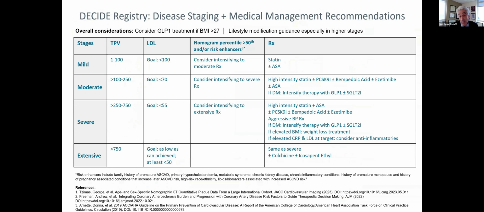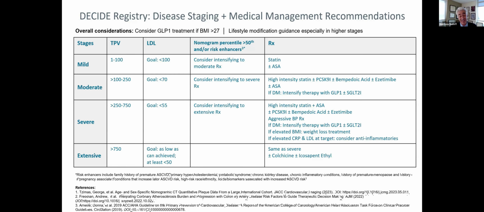This is an algorithm of care that's being utilized in the DECIDE registry. This is a large registry. They're enrolling 20,000 patients, but you can just see an algorithm of care proposed to identify those patients who have mild plaque, total plaque volume of 1 to 100, recommended treatment with statin and aspirin; moderate plaque, intensify therapy, add additional agents as needed to get the LDL lower; severe plaque, lower LDL goals, more therapy, adding in additional treatments as needed, thinking about their diabetes and additional treatments and CRP.